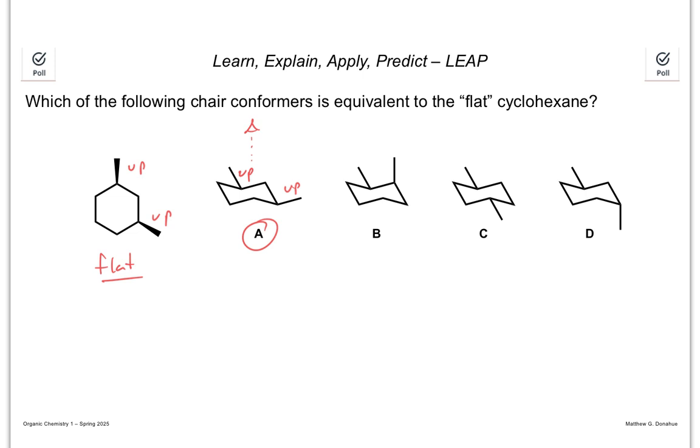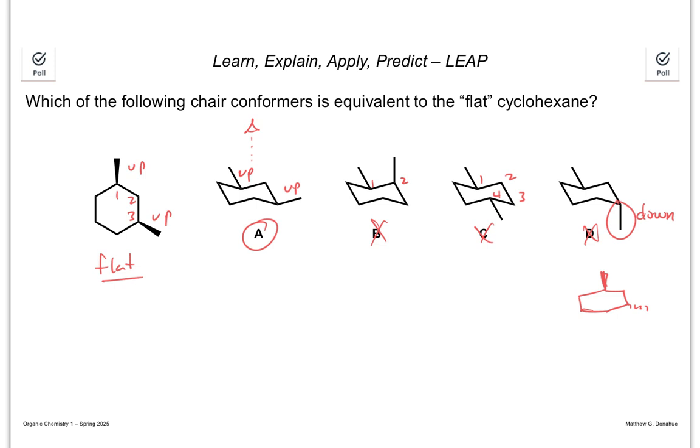The reason that D is not correct, that group is down. So this would be equivalent to the trans isomer. What's wrong with choice B? So we're looking at a 1,3. This is a 1,2 relationship. And then C is also incorrect because it's a 1,4 relationship.